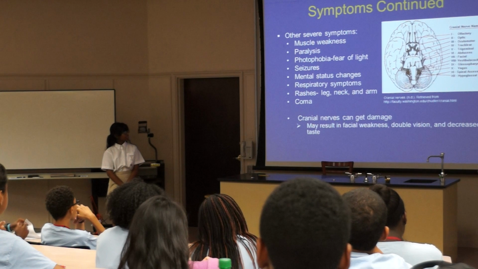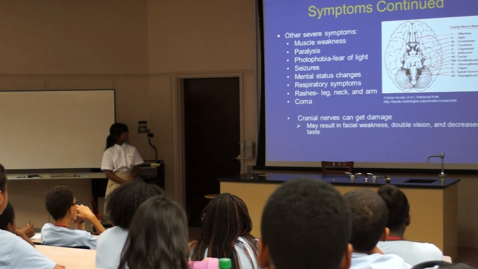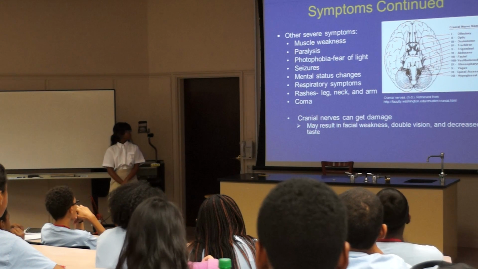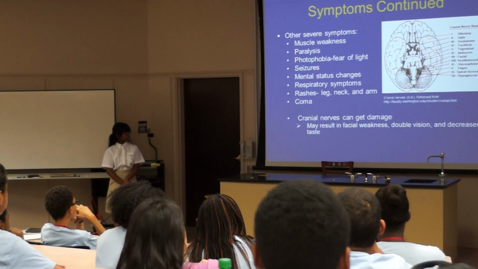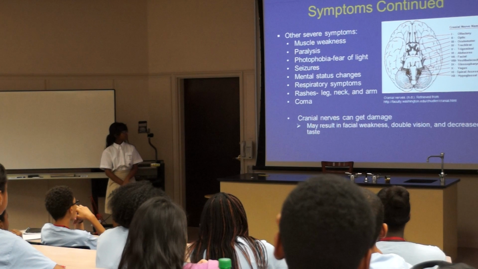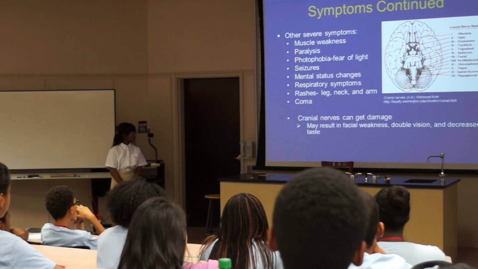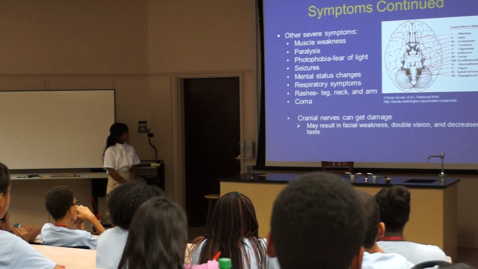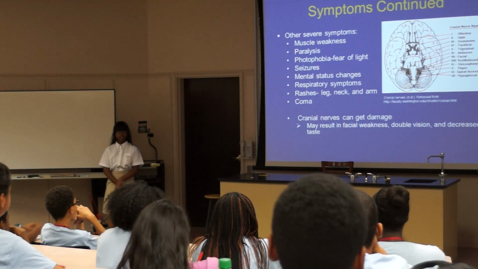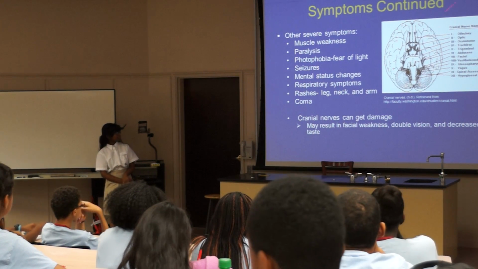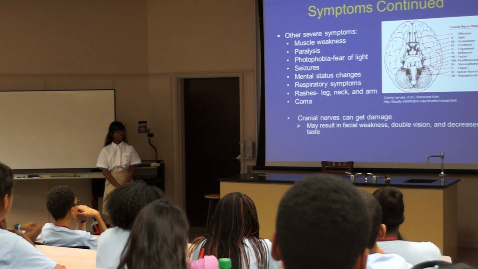There are other severe symptoms that can occur, such as muscle weakness, paralysis, photophobia, which is a fear of light, seizures, mental status change, respiratory symptoms such as difficulty in breathing, rashes, which can be seen on the leg, neck, or arms, and a coma, which is rare. Cranial nerves can also get damaged, which may result in facial weakness, double vision, and decreased taste. And this picture right here is the cranial nerves that are found in the brain.